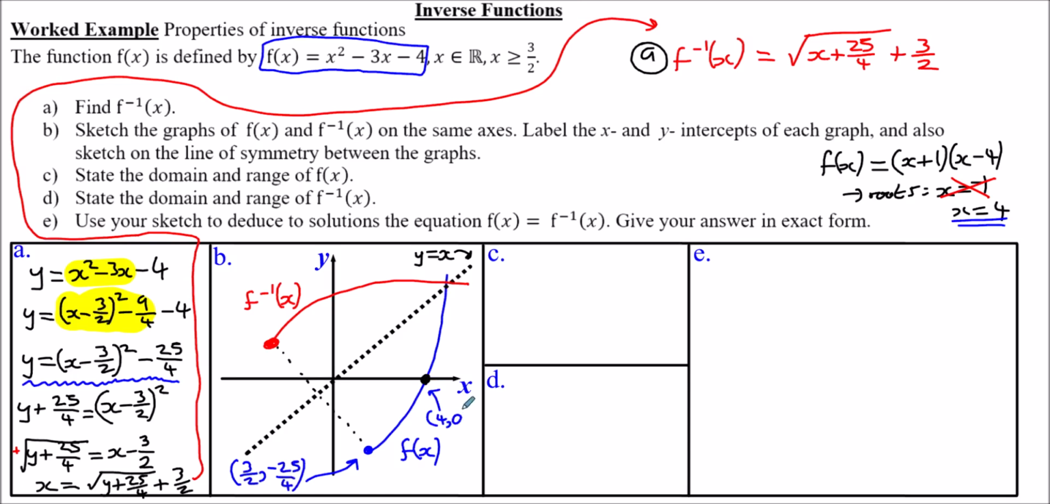And then if we just remember that the inverse essentially just swaps the coordinates over, without any further working, we can deduce this one here, the y-intercept of f minus 1 of x, isn't (4, 0), but (0, 4).